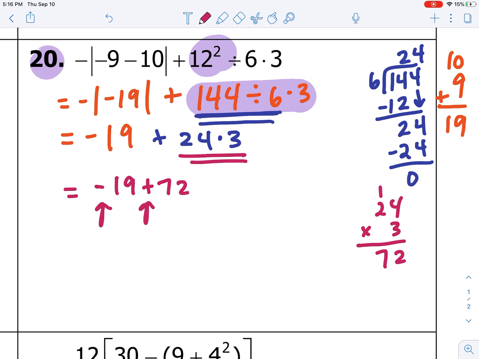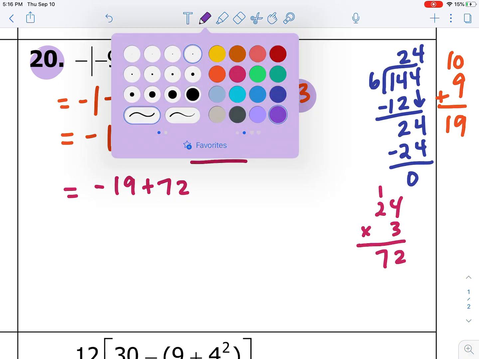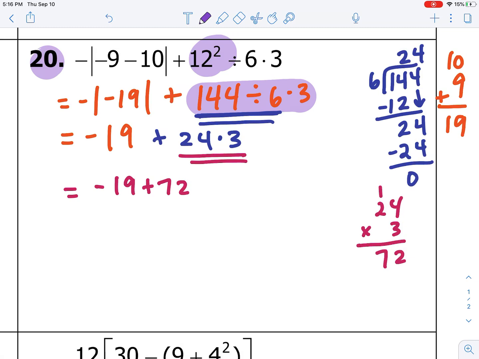Here, the signs are different. When the signs are different, we need to subtract. Put the bigger number on the top. 72 minus 19, I have to borrow. 12 minus 9 is 3. 6 minus 1 is 5. What kind of 5? The 72 is the bigger number. The 72 is positive, so it is a positive.